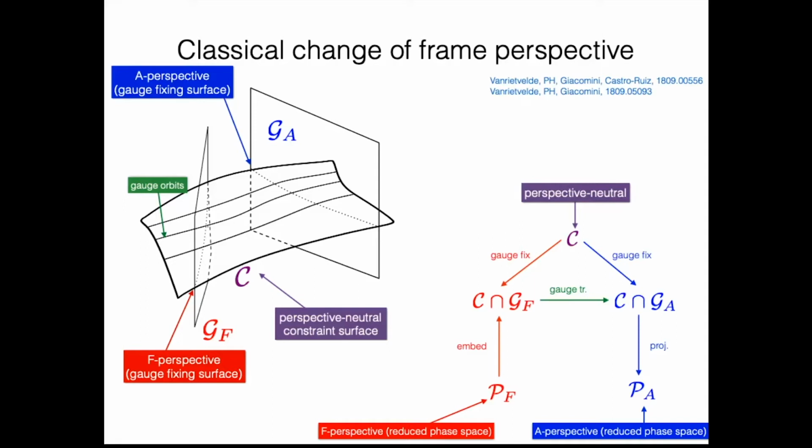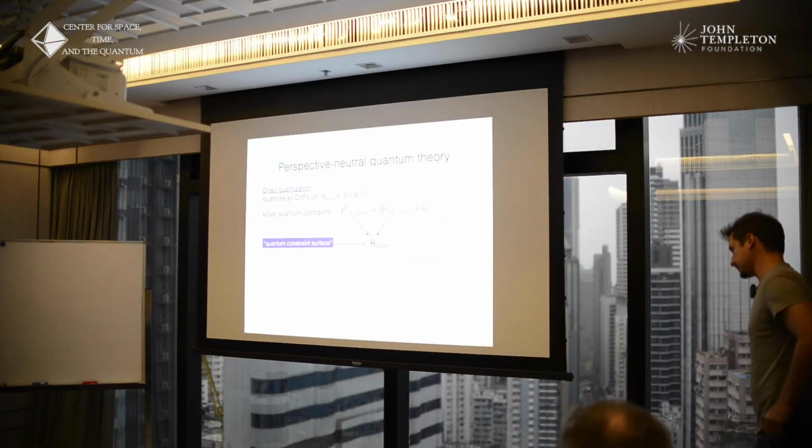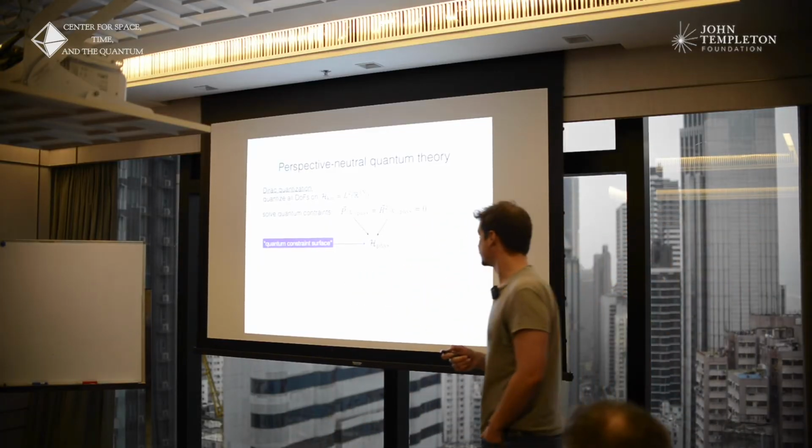The main important thing is that from whatever reduced perspective to another, we can always do that by going back via the perspective-neutral constraint surface, doing a gauge transformation, and then going to the other description. Okay, so now what we want to do is basically a quantum version of it. I will just be very brief here because I want to talk about this a little more in the context of relational dynamics, but I'm just giving you a bit of intuition.